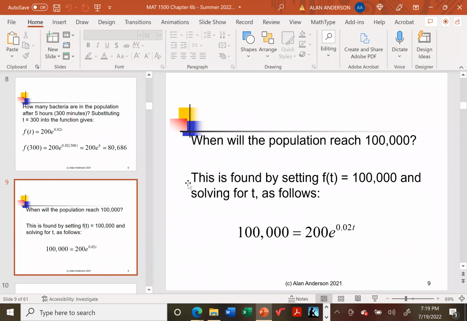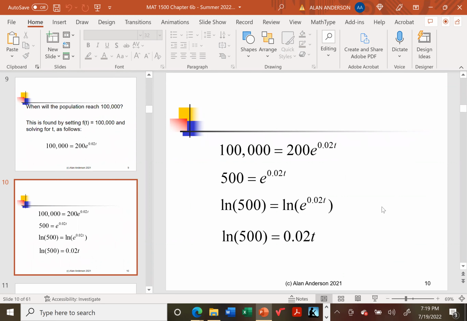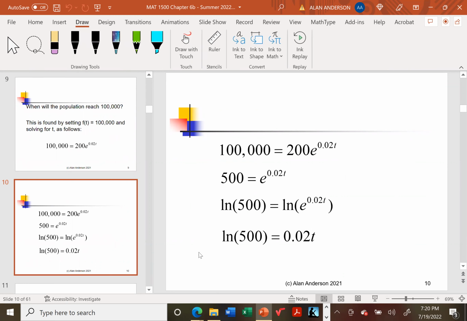Now, here's another interesting thing we can do. What if we want to know when the population will reach 100,000? So this time we set 100,000 equal to the original function, and we solve for T. And of course, that means we're going to use natural logs. First, divide both sides by 200. So we have 500 equals e to the 0.02t. And now we take the natural log of both sides of the equation. And on the right-hand side, the log of e to some power x is just equal to x. In other words, watch this.